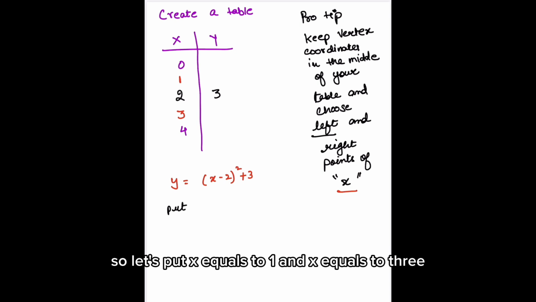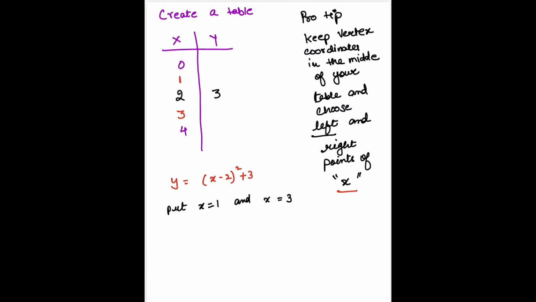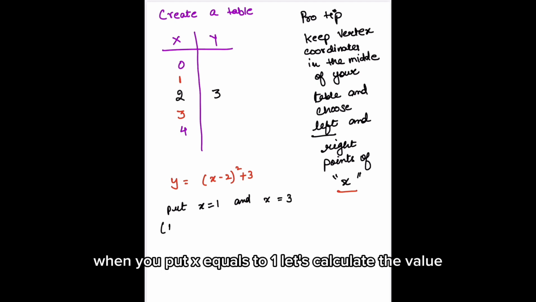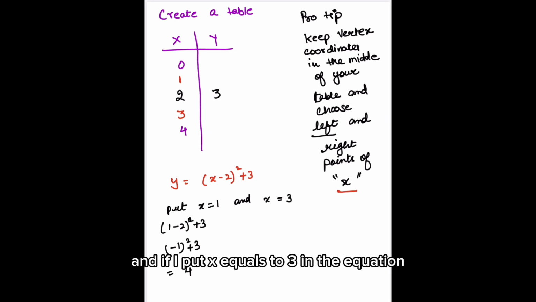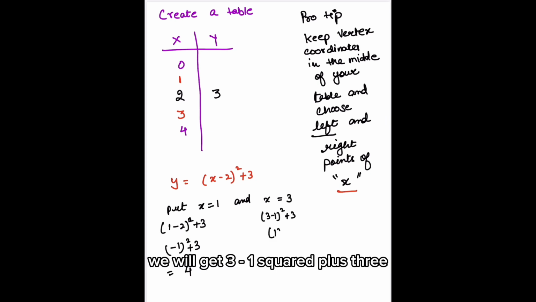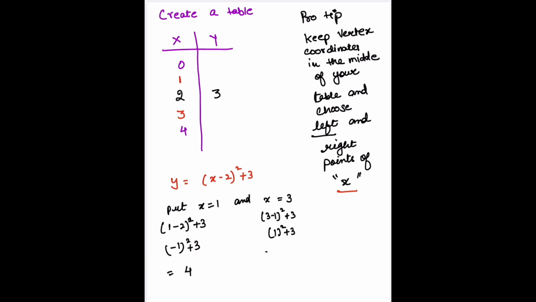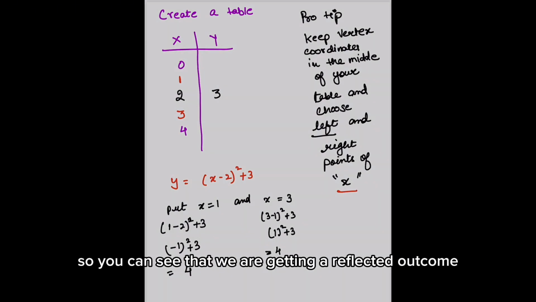So let's find that for some of those points. Let's put x equals 1 and x equals 3. When x equals 1, 1 minus 2 squared plus 3 is negative 1 squared plus 3, or just 4. And if I put x equals 3 in the equation, we get 3 minus 2 squared plus 3, again the same as 4. So you can see that we are getting a reflected outcome.